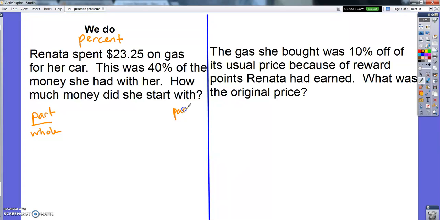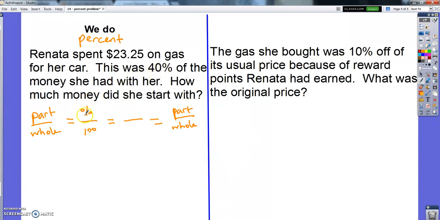And part to whole. And often with percent problems, we're going to set up two ratios here. We're going to do our percent out of 100, and our part and our whole. The first thing to do is to figure out what you need to know. Sometimes you need to figure out the percent, sometimes the part, and sometimes the whole. The questions can ask you for any of those three, and you just have to figure out which one you need to know.